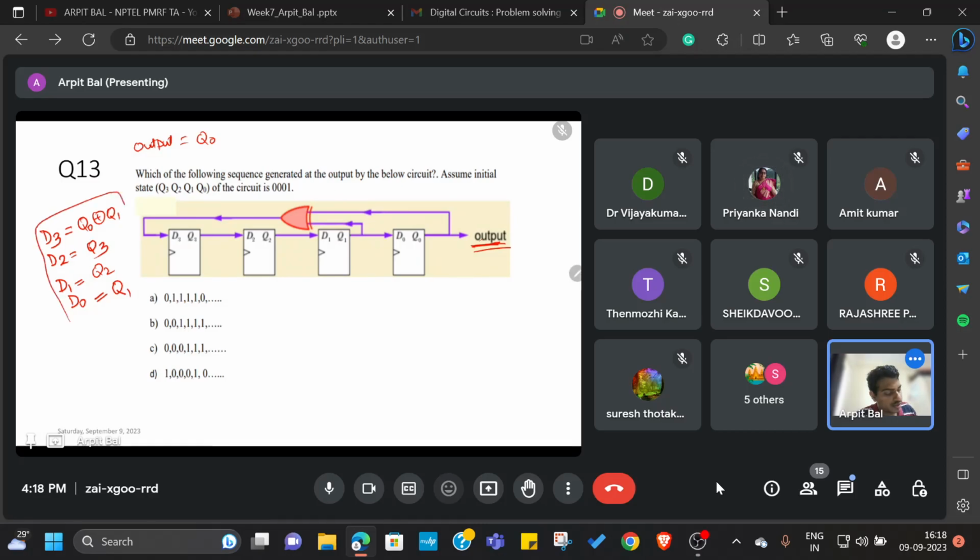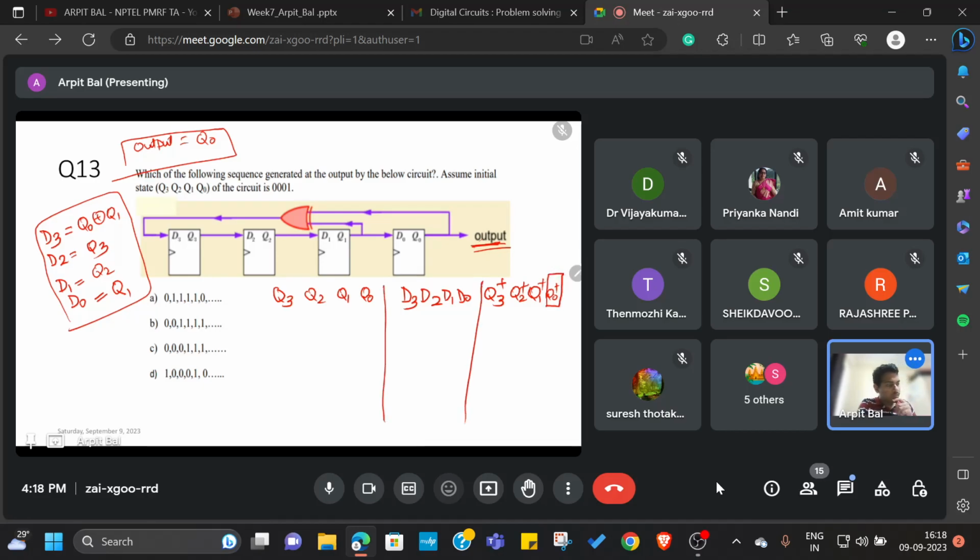Using these, we will again make the transition table. So Q3, Q2, Q1, Q0. It's definitely hard work to construct the entire table and figure out the answer, but it's worth it, right? What is needed is this Q0, the sequence. Let us start. It is mentioned that the initial state is 0, 0, 0, 1. So tell me D3, D2, D1, D0.